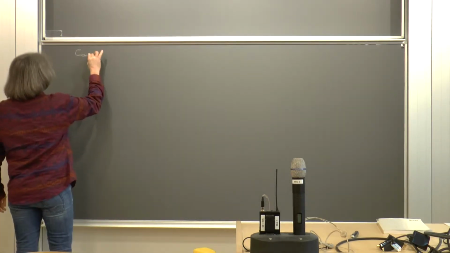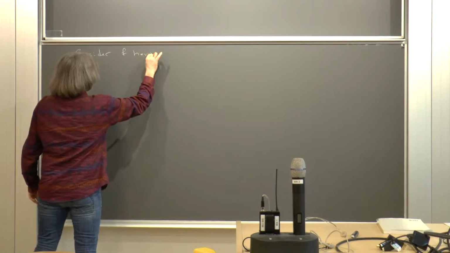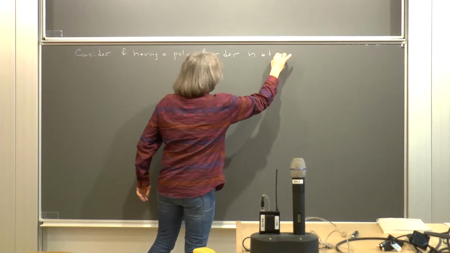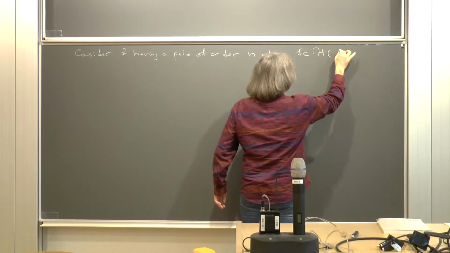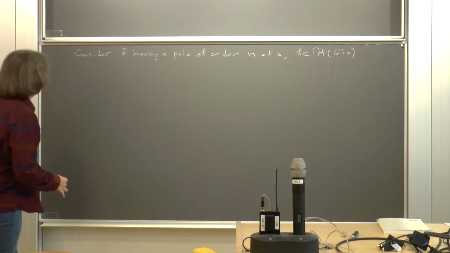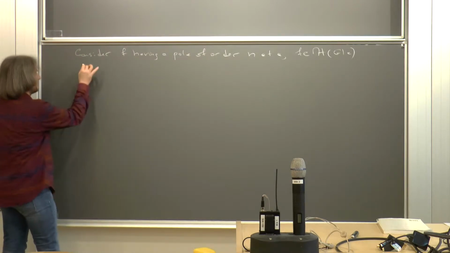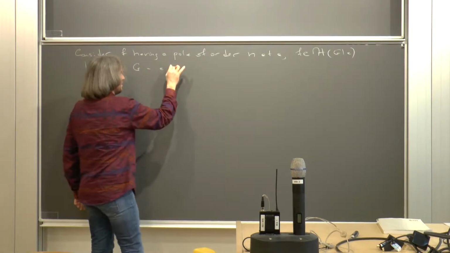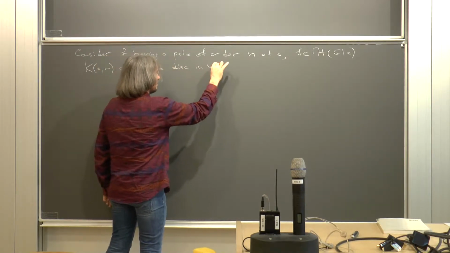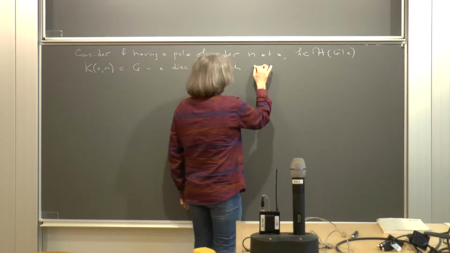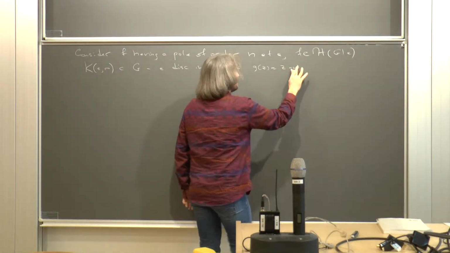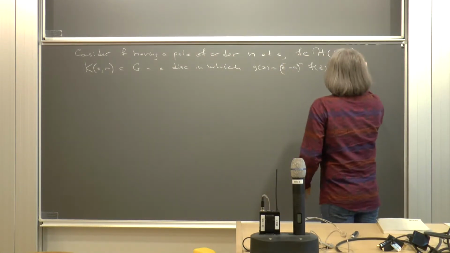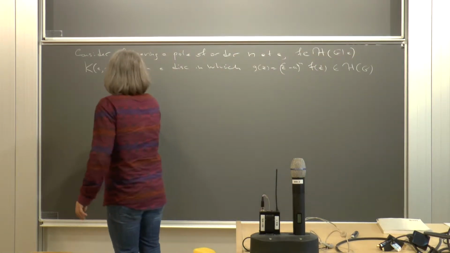So let's consider F having a pole of order n at A. It's holomorphic in G without A. So we choose a disk of radius R around A inside G, in which g of z, which is z minus a to the n times f of z, which is holomorphic in G, has a power series expansion.